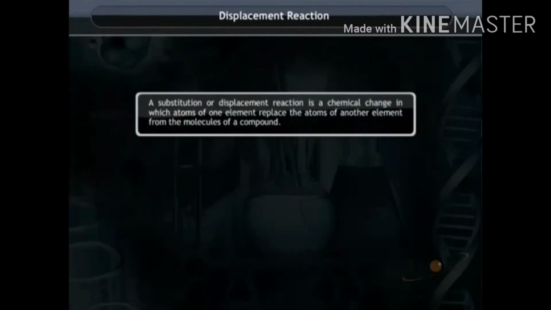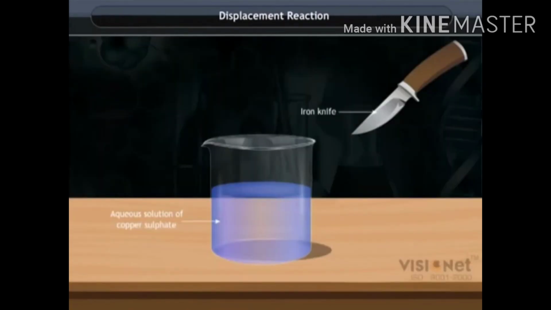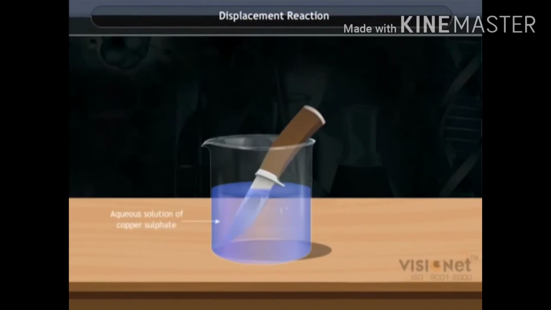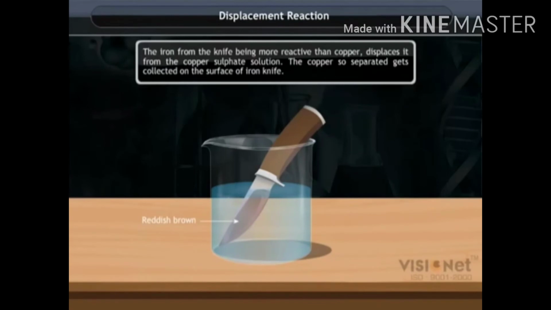Displacement reaction. A substitution or displacement reaction is a chemical change in which atoms of one element replace the atoms of another element from the molecules of a compound. Let us take up an example. When an iron knife is dipped in an aqueous solution of copper sulfate, a layer of reddish-brown precipitate is formed on the iron knife. The iron from the knife, being more reactive than copper, displaces it from the copper sulfate solution. The copper so separated gets collected on the surface of the iron knife.